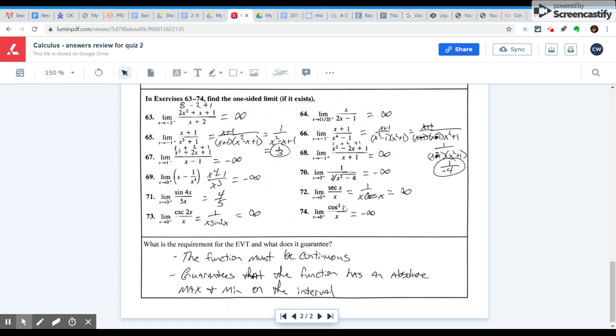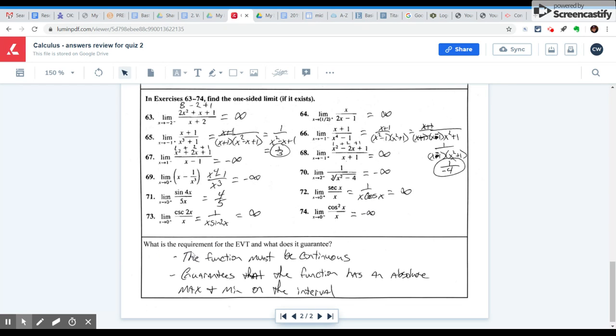74, plug in 0, cosine of 0 is 1. I square that, I still get 1. 0 on the bottom, number over 0 gives me an infinity. Since the top is squared, that means it's always going to be positive. If I'm going the left side of 0, that means the bottom's going to be negative. A positive and a negative gives me a negative.